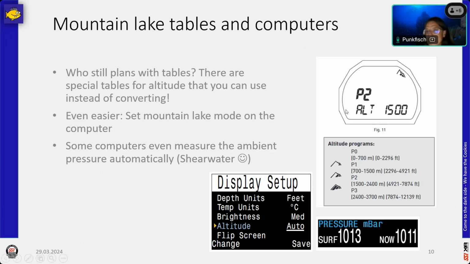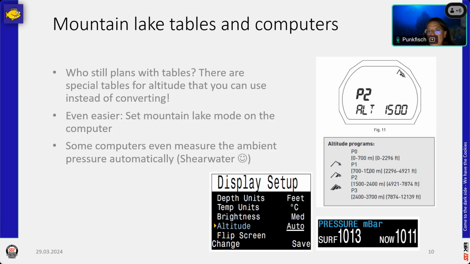What you see here on the right is, as an example, the Mares Puck computers. They have just four settings for altitude: P0 up to 700 meters, which is what we normally use, which means that as long as we are not even over 700 meters, we are in an area that for the computer, for the calculations, does not really count as altitude. And then the levels from 700 to 1,500 meters, from 1,500 to 2,400, and then from 2,400 to 3,700, which is where things start to be really complicated.